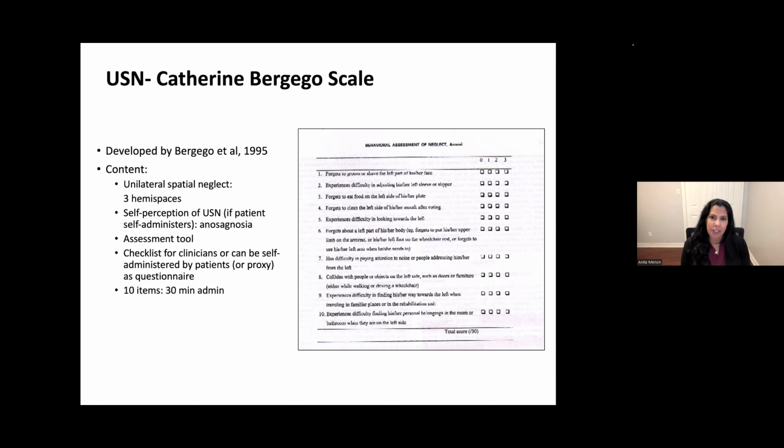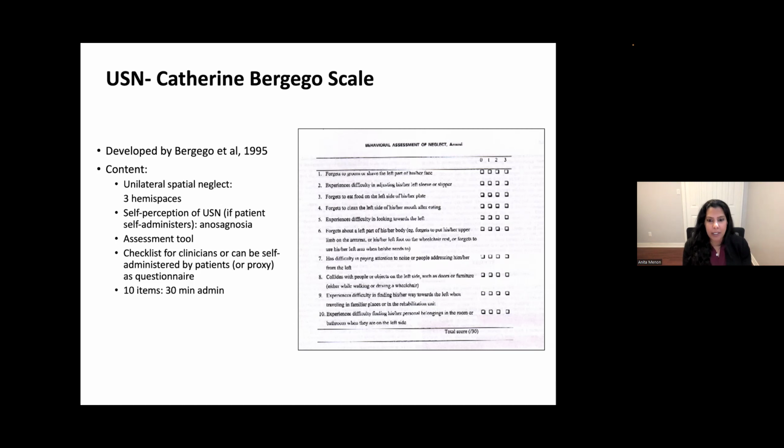So here's the Catherine Bergego scale. This is a quick scale that could be done. It's more of a functional assessment that really looks at neglect from the 3 hemispaces. So it looks at neglect of the personal space, which is one side of the body, near extrapersonal space, which is the space within reaching distance. And then finally, it looks at neglect of the far extrapersonal space, which is the space beyond your reaching distance. So what's nice about this scale is that the Catherine Bergego scale can actually assess all 3 spaces.